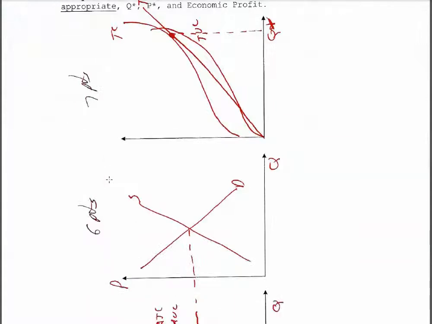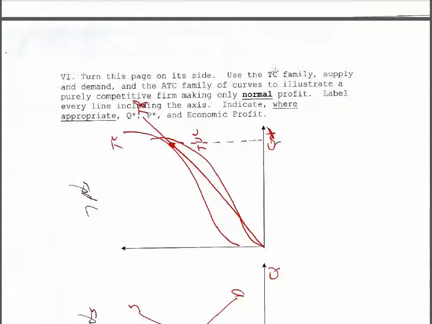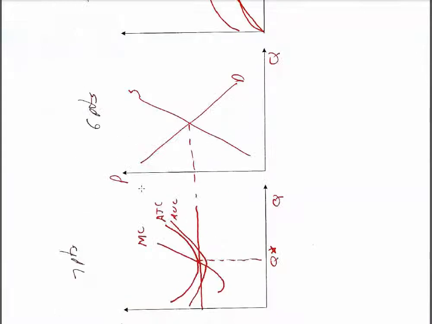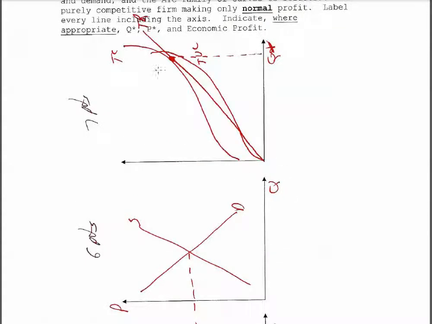And this is the construction, I can't really show it to you very well, of a firm making normal profit. Remember, it was normal profit. So when a firm makes normal profit, then its price must hit its average total cost, and its total revenue curve must just be tangent to its total cost curve.